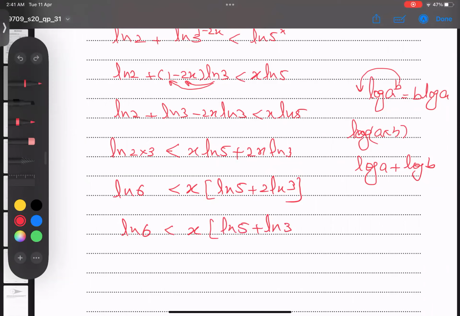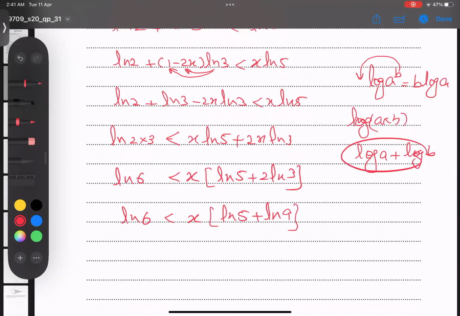3 to power 2 is 9. And now this property in reverse. Do you see that the same property is applicable in either direction? So log of 5 times 9, which is 45.